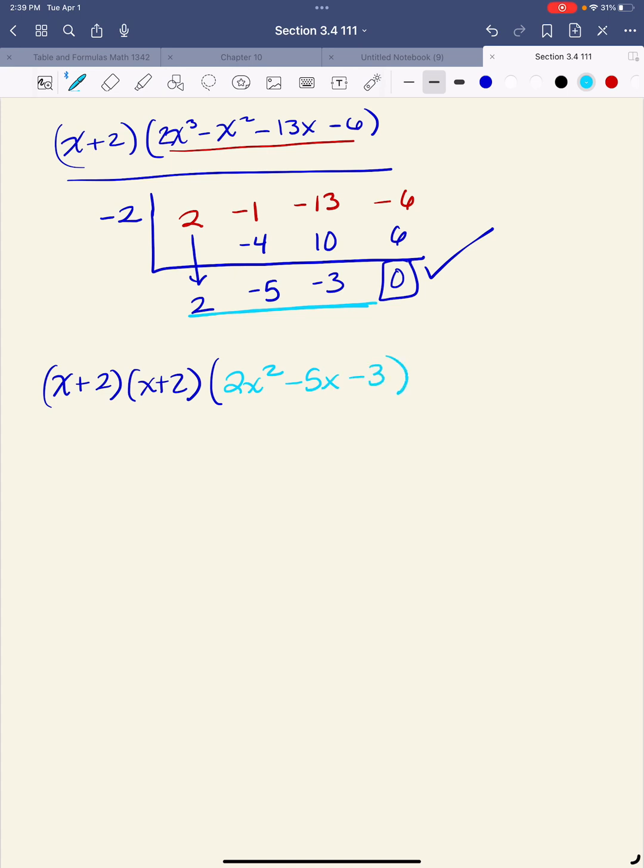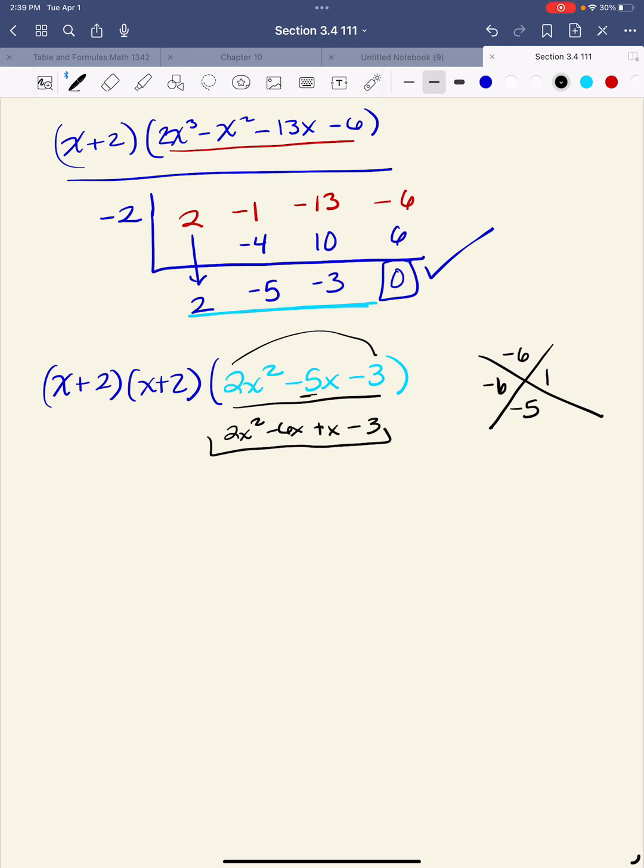Now, we can work with this second degree polynomial. We can just factor that down. What I'm going to do is use this diamond method. So 2 times -3 is a -6. And I need two numbers that multiply to give me -6 and add to give me -5. How about -6, +1? That will work. So this will now factor into 2x squared minus 6x plus x minus 3. I've rewritten the 5x as a minus 6x plus x.